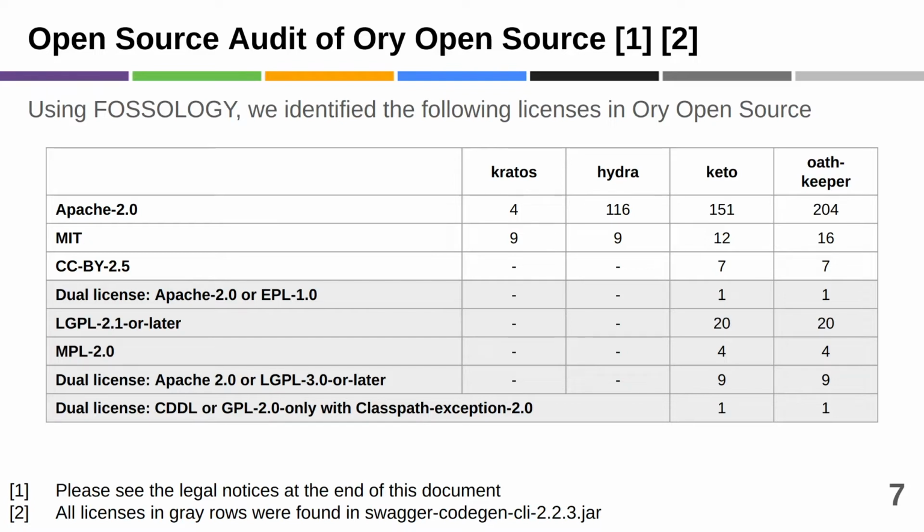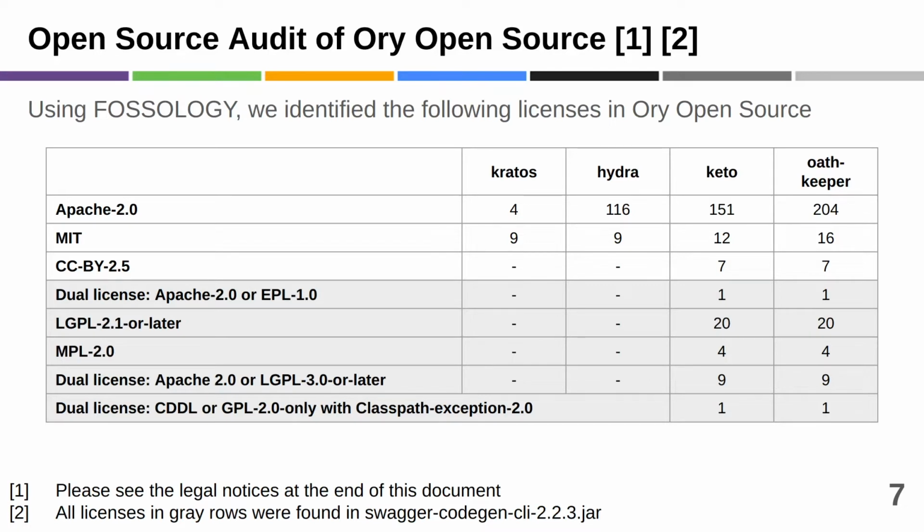Ory almost exclusively consists of Apache 2.0 licensed files. There's MIT license, CC BY 2.5. And then there's some set of other licenses in the gray rows here, some of which might be of concern to vendors using Ory open source because they're copyleft licenses in there, which many companies don't like. But it turns out those were exclusively found in a file called Swagger CodeGen CLI 2.2.3 jar, and I was told that this actually is not in use any longer and has been removed, and it's not part of the production code.